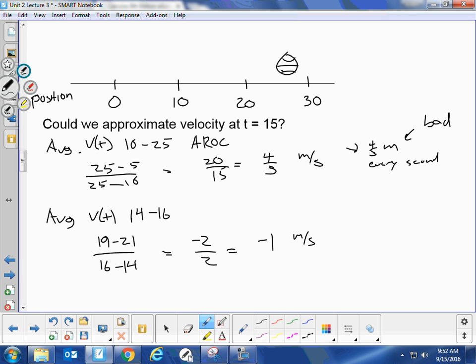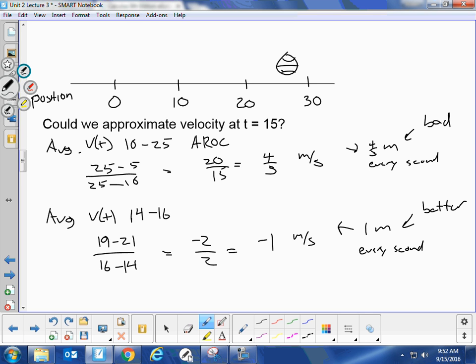So all of a sudden I'm saying, you know what? That 4/3 moving to the right every second, that's not going to be a great approximation of what's going on right at the 15th second. Instead, I'm going to say we're moving to the left 1 meter for every second. This is better. A better approximation.